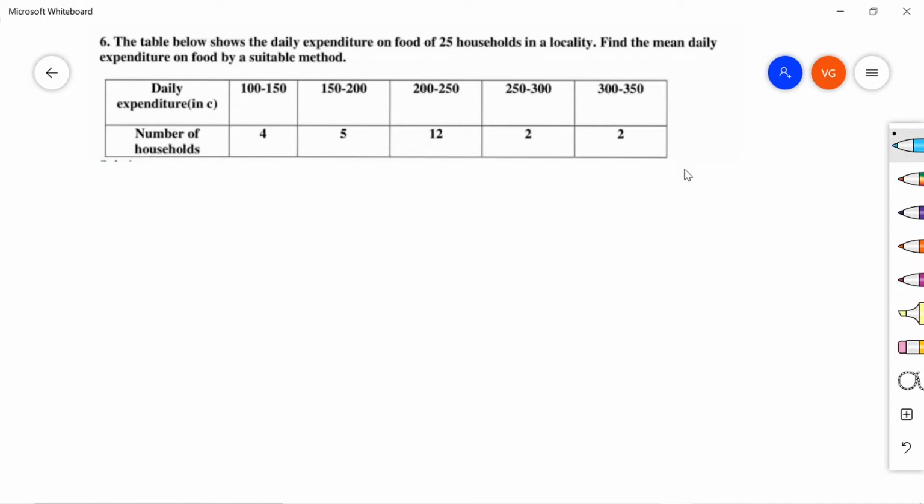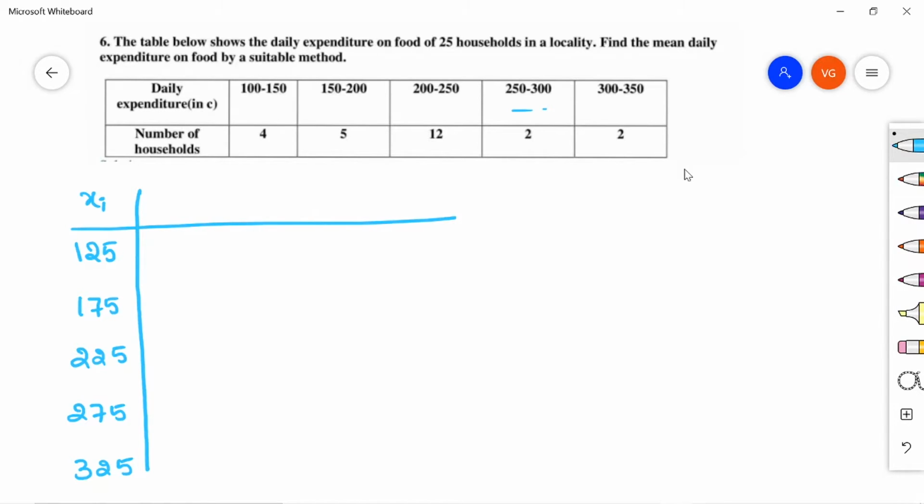As they have given the class intervals, take the mean of the class, the average of the class: 100 plus 150 divided by 2, that is, add the upper and lower limits and then divide by 2. So this will be 125. Then 150 and 200 gives 175. Next is 225. Next you have 250 and 300, so it will be 275. Next you have 325, right? So this gives me my first column. The frequencies you just copy down as they are: 4, 5, 12, 2 and 2.